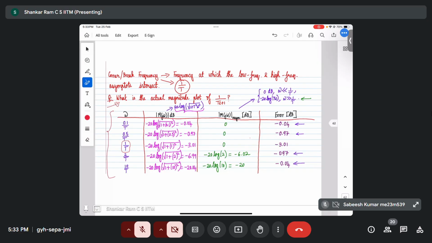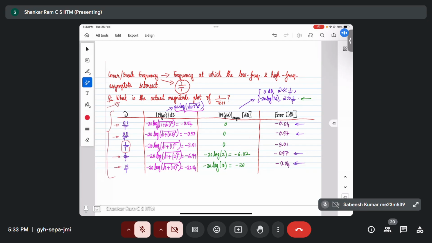What is 1 decade below the corner frequency of 1 by T? It is 0.1 by T. 1 octave below 1 by T is half of it, so 0.5 by T. 1 octave above is twice of that, so we get 2 by T. And 1 decade above 1 by T will be 10 by T.